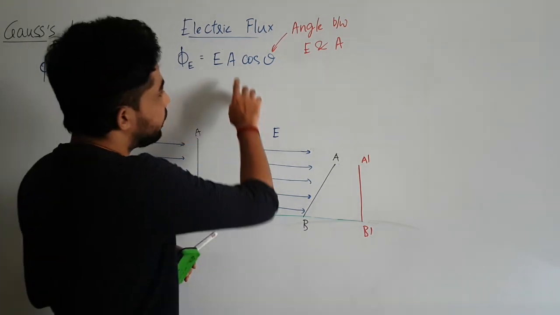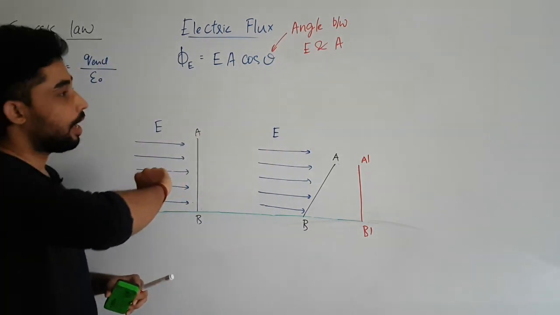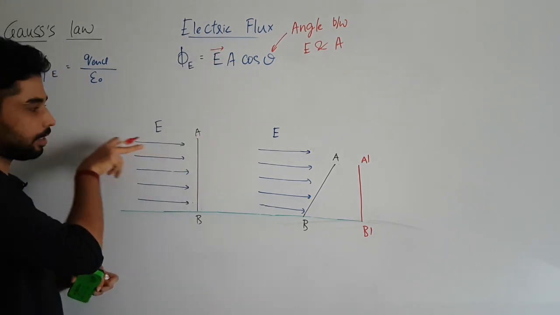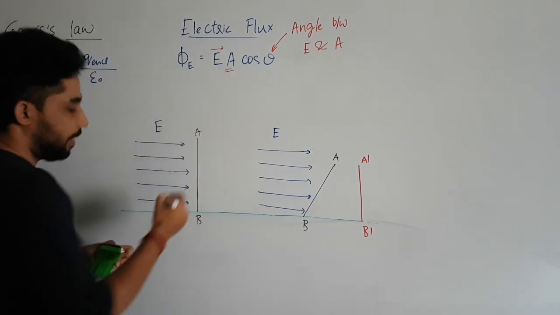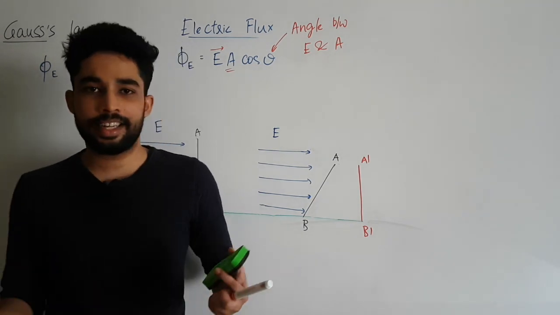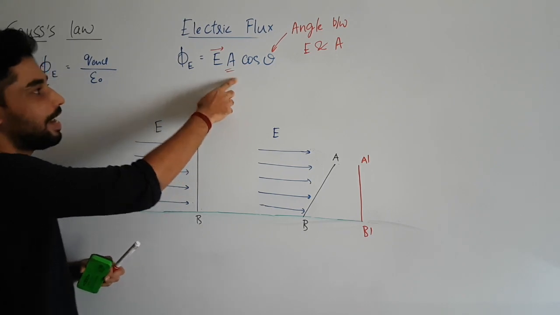Now in this term cos theta, theta is the angle between E and A. As you know, electric field is a vector and it is going to have some direction. So in this case it is in this direction. But what about this term area? As you know, area isn't a vector, right? Area doesn't have any direction. So how can you say it is the angle between electric field and area?